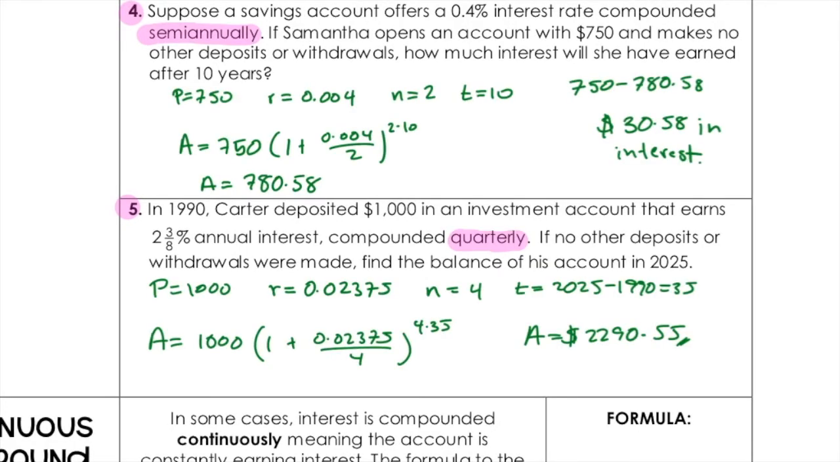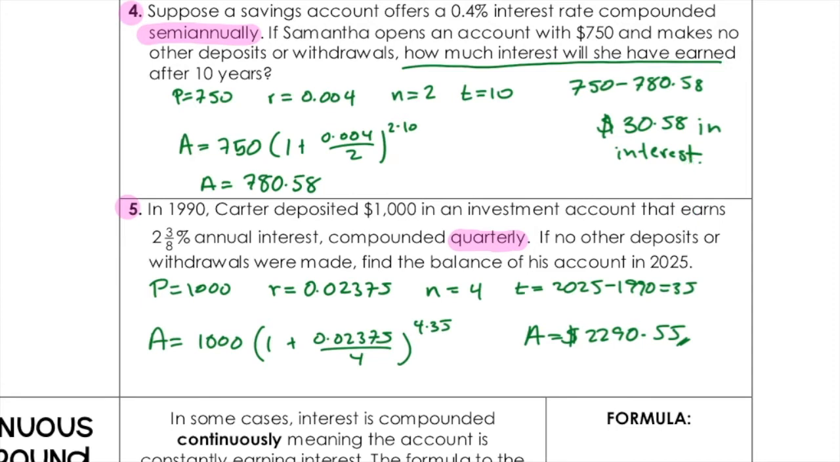Number 4 is telling you that it's semi-annually, so N equals 2, right? When we plug in all the information, the principal is 750, my rate is 0.004, N is 2, and T is 10. When we plug in that information, we have 780.58. But it's asking how much interest she would have earned, so I have to subtract the principal: 780.58 minus 750 gives you 30.58 in interest.